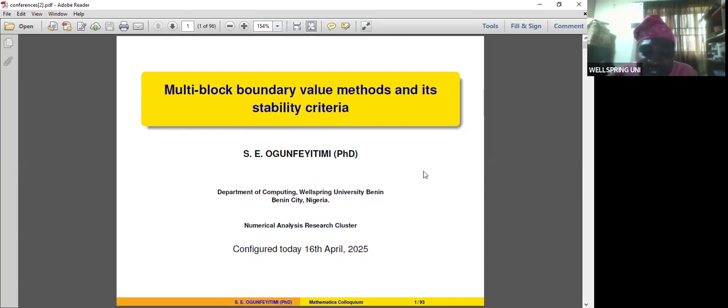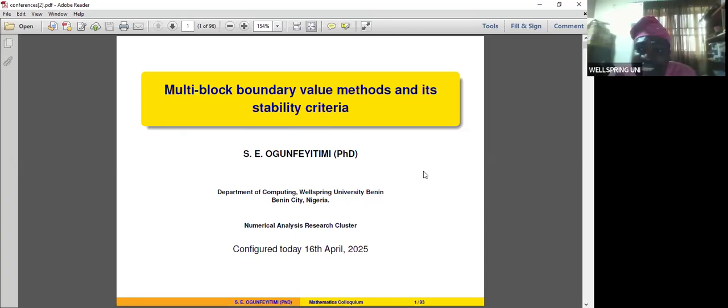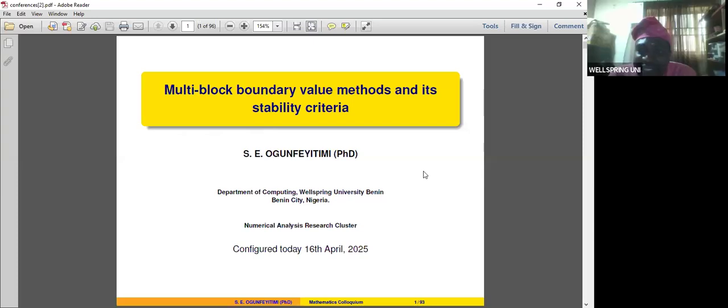When you say initial value method, these are methods that require only initial conditions. But when you talk of boundary value methods, they are methods that require both initial and final conditions, just like the case of initial value problem and boundary value problem. So that's the difference. Initial value methods require only initial conditions, but boundary value methods require both the initial and final. You couple all of them together before implementing.